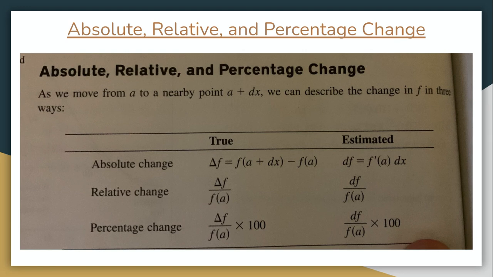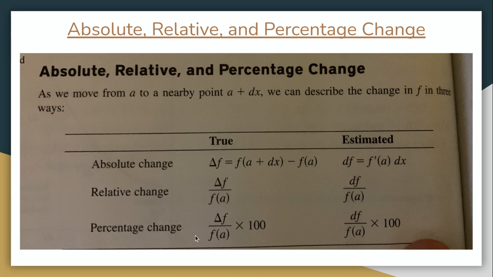Okay. Cool. And these are just estimations, right? The change in f can be approximated by df if our values are small enough. So this is the true thing, and this is the estimated thing we get from using small values of df and dx, which are really good approximations if they're small.